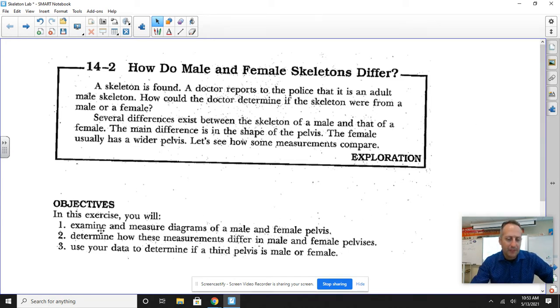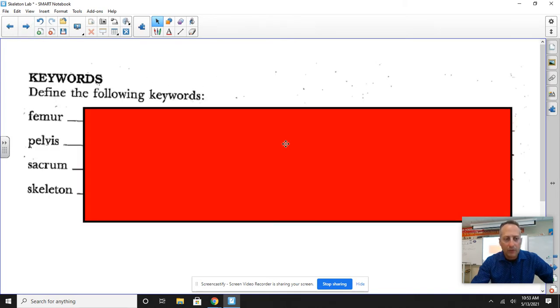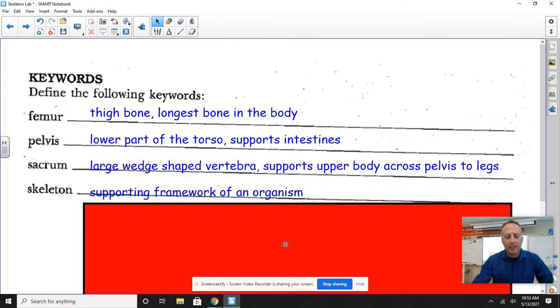We're going to measure diagrams of male and female pelvis, determine how they differ, and use your data to determine if a third pelvis, an unknown one, is male or female. Here are the following keywords you're going to need.